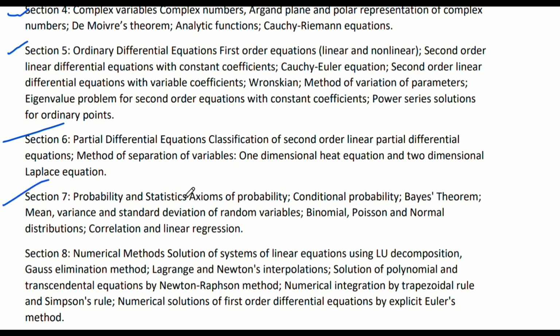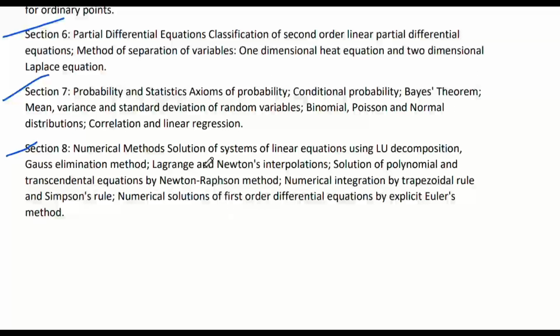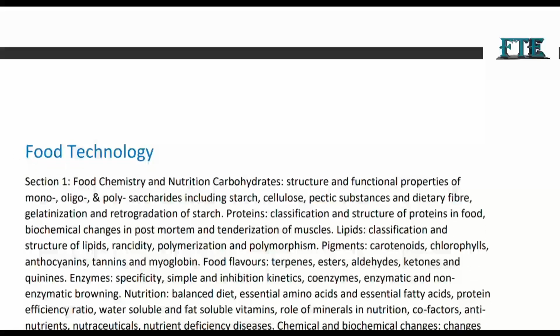Section 7, Probability and statistics. Axioms of probability, conditional probability, Bayes' theorem, mean, variance and standard deviation of random variables, binomial, Poisson and normal distributions, correlation and linear regression. Section 8, Numerical methods. Solution of systems of linear equations using LU decomposition, Gauss elimination method, Lagrange and Newton's interpolations, solution of polynomial and transcendental equations by Newton-Raphson method, numerical integration by trapezoidal rule and Simpson's rule, numerical solutions of first-order differential equations by explicit Euler's method. Food technology.